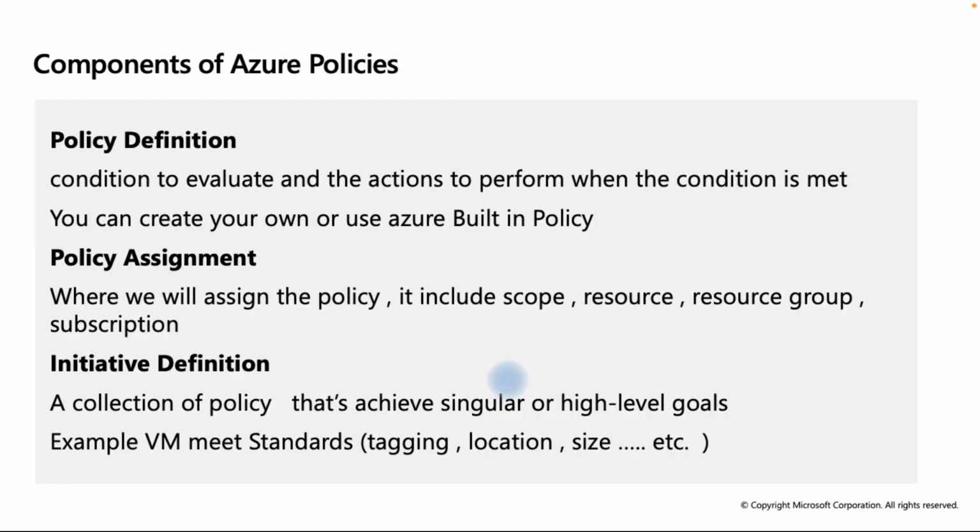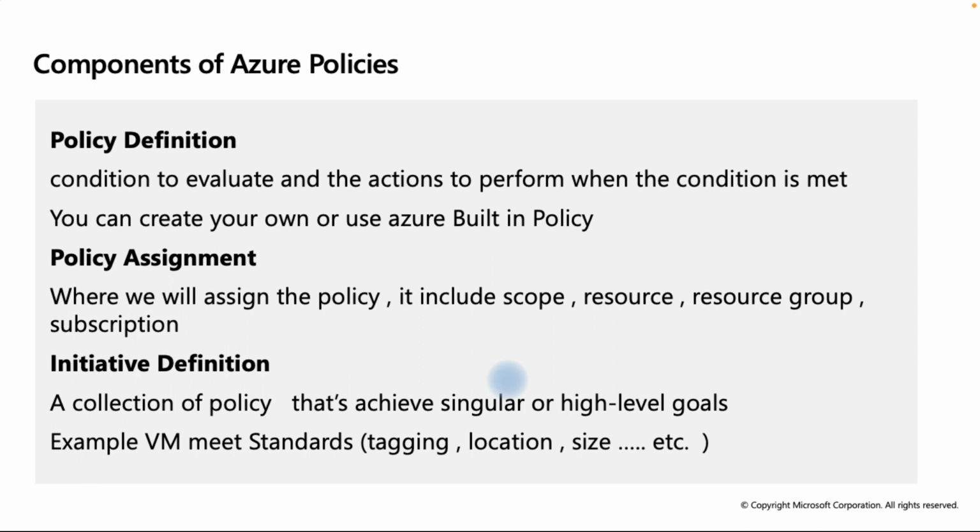Okay, next we will discuss the components of Azure Policy: policy definition, policy assignment, and initiative definition. First, policy definition. It is simple. For example, your organization only allows hosting resources in East US. This is a policy definition. You define the policy definition in JSON notation. Policy assignment means the scope of the assignment: whether you apply it at the subscription level, the resource group level, or the resource level.